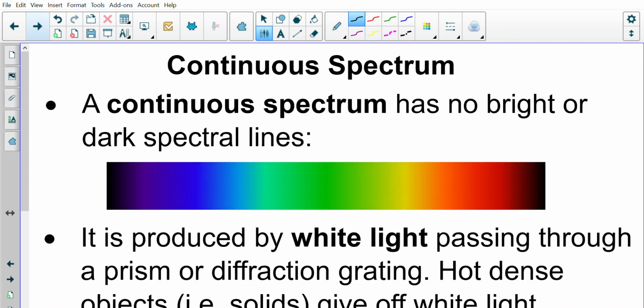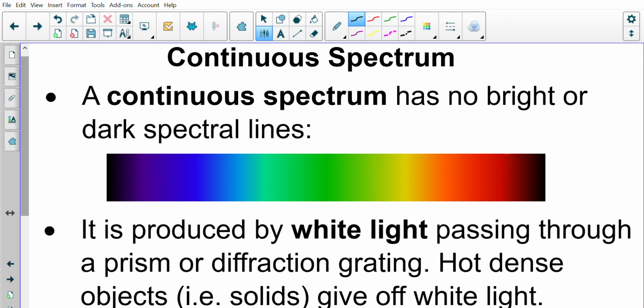Okay, continuous spectrum. So as we said earlier, a continuous spectrum has no bright or dark spectral lines. It's just a full rainbow with no lines whatsoever in it. And you just have to know a continuous spectrum is produced by white light passing through a prism or diffraction grating. So there's no gases involved here. Okay, remember that for an absorption spectrum, it's white light moving through a cool gas. For an emission spectrum, it's a heated gas. Here, no gas at all. It's just white light going through a prism.